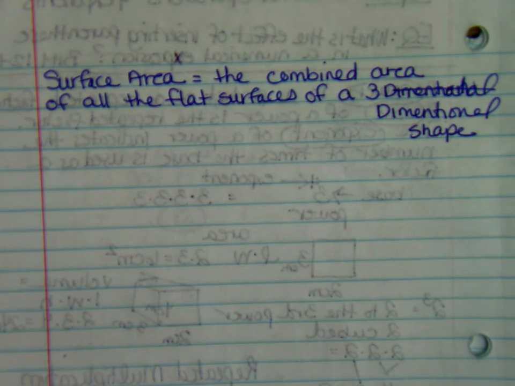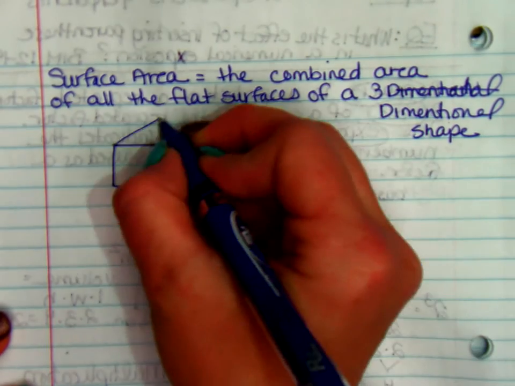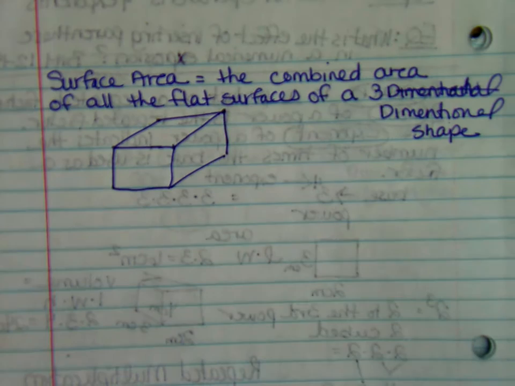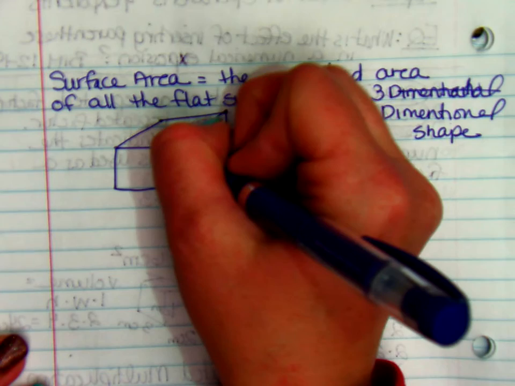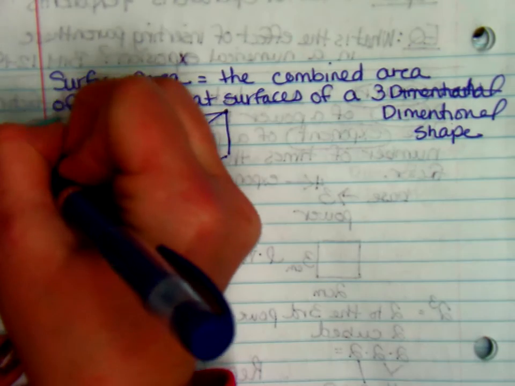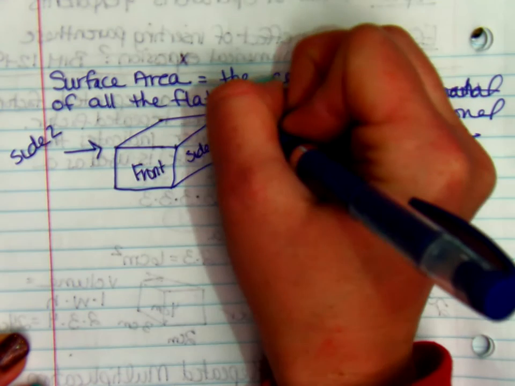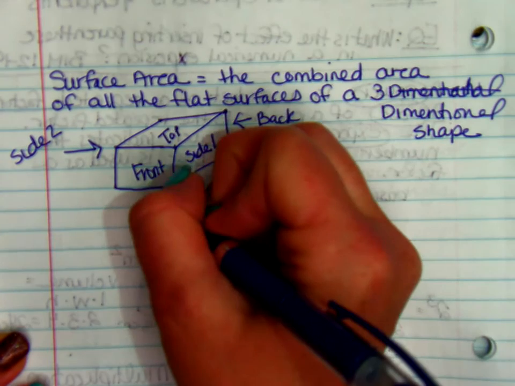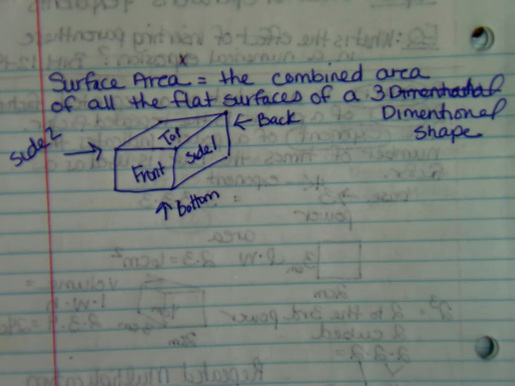Okay. So let's draw a three-dimensional shape. Here's a three-dimensional shape. We draw a box, draw some lines, connect my lines, and there's my three-dimensional box. Okay. With the three-dimensional box, you have a side here, like this would be side 1, and then on this side, you'd have side 2. Here you have the front, and back here you would have the back. Here's the top. And down here you would have the bottom. Okay? Three-dimensional shape.